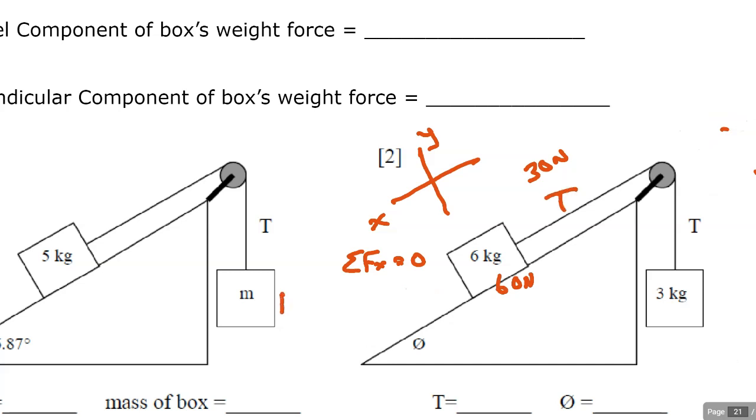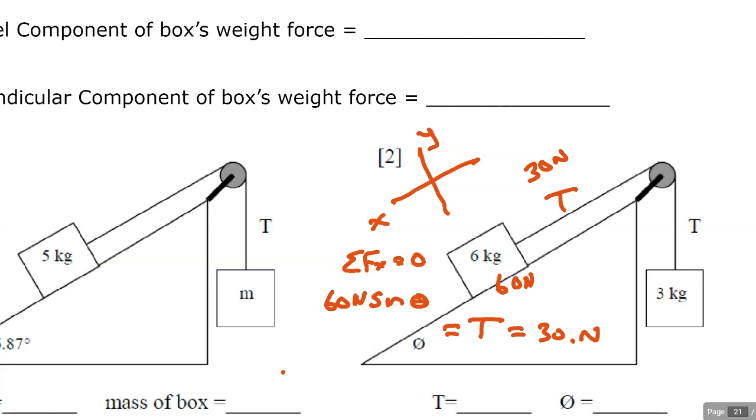So the parallel component, 60 newtons sine of theta, equals the tension. And we already found the tension is 30 newtons. So 60 newtons times sine of theta has to equal 30. And when you do the math, you can see that theta has got to be 30, because only 60 times a half gives you 30, and the sine of 30 is a half.